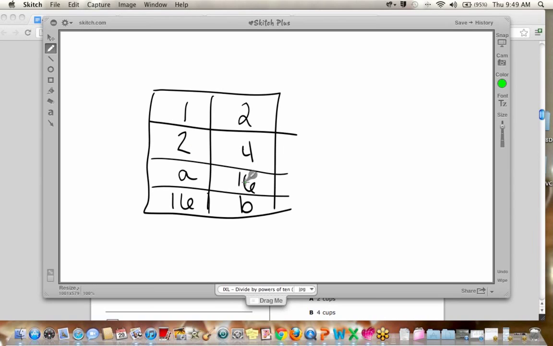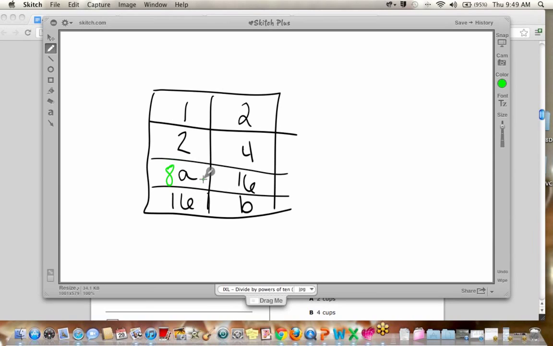So what is 16 divided by 2? Anyone? Christian. Oh, yeah, you can hold up your fingers. That's great. 8. Perfect. Now let's test it. Let's work the other way and just make sure that we're correct. 8 times 2 is 16. Yep, we're correct.